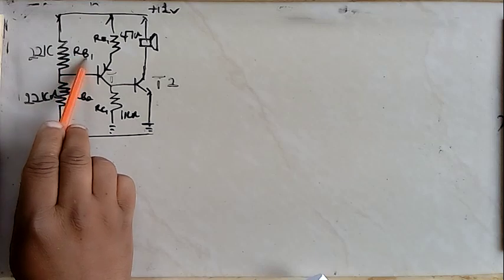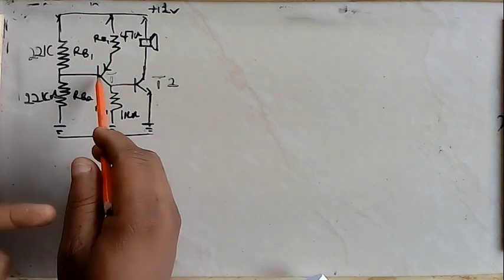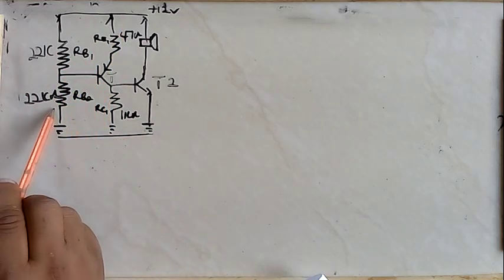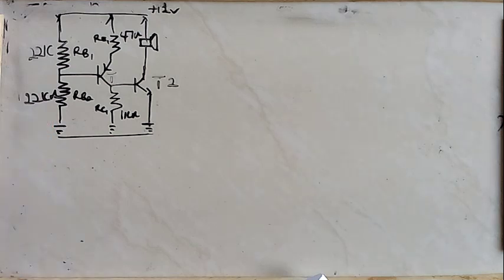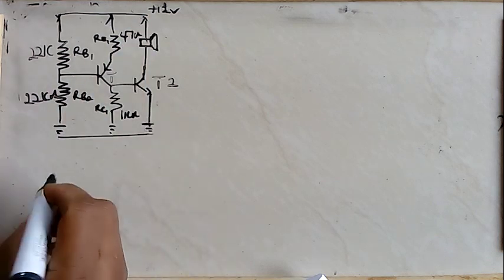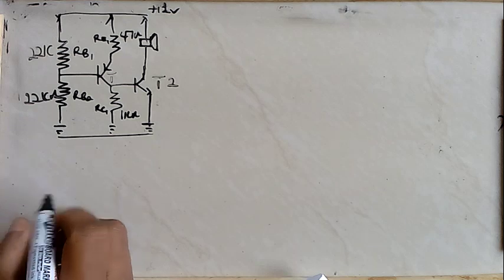Now, since this is a PNP transistor, the voltage that will bias this transistor into conduction will be the RB1, the other at the top. If it were NPN, it would have been the resistor here. Okay, so let's look at the voltage on RB1. The voltage on RB1, this one is simply by ratio and proportion.